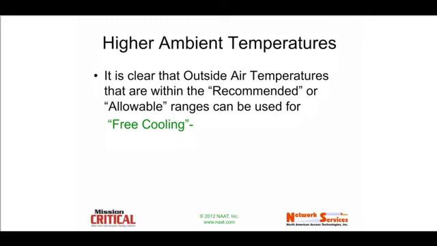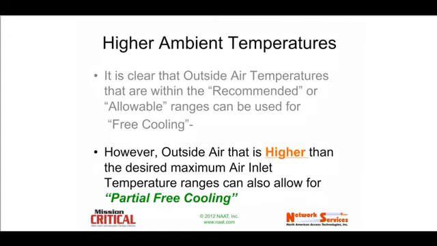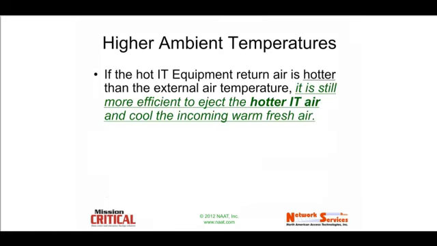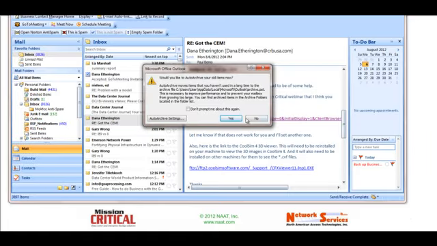What happens at higher temperatures? We've seen already that at lower temperatures we can directly use outside air. The trick is going to be to see what happens when we have outside air that's higher than the other temperatures. We can still go for partial free cooling. As long as we're able to eject the hotter air than that which is in the return air, we have the opportunity to do partial free cooling.